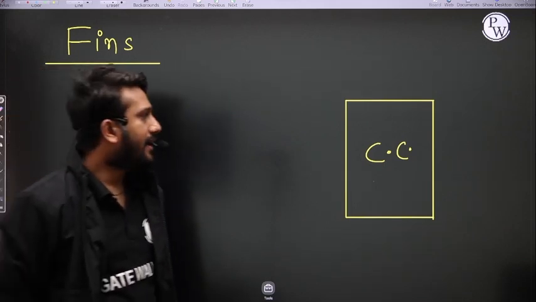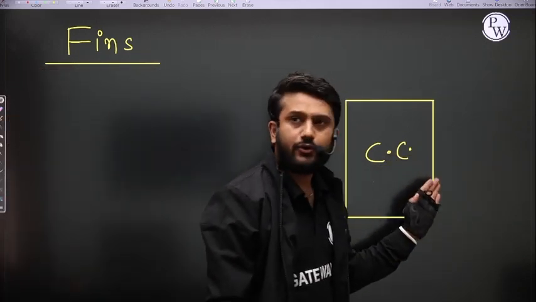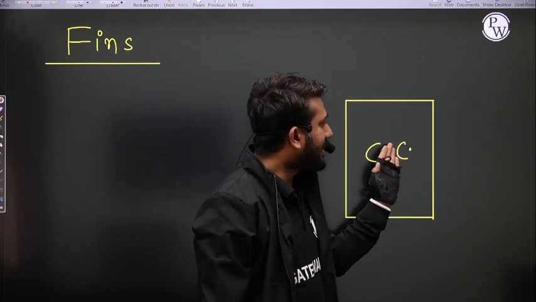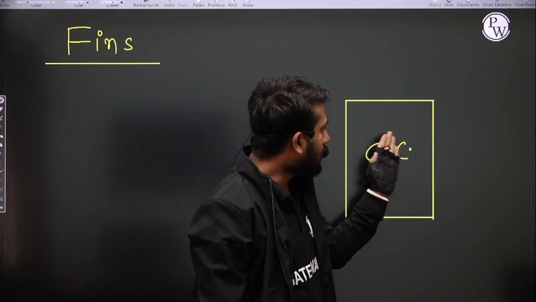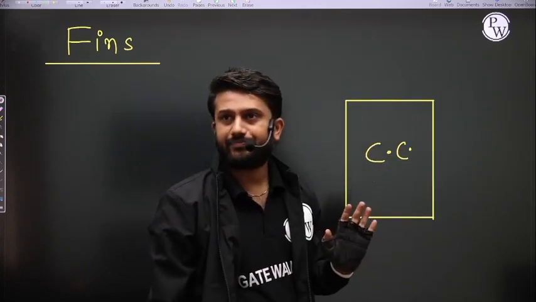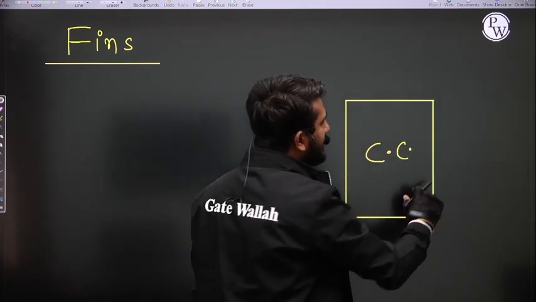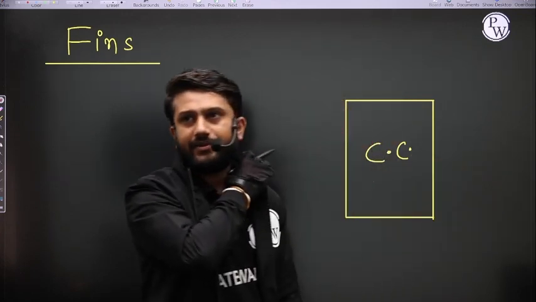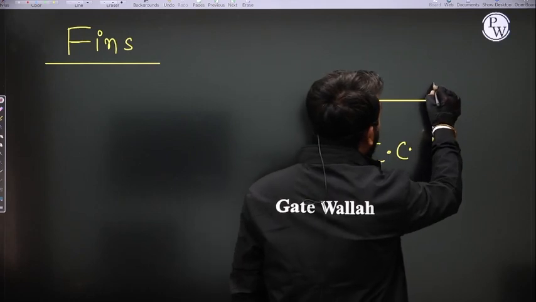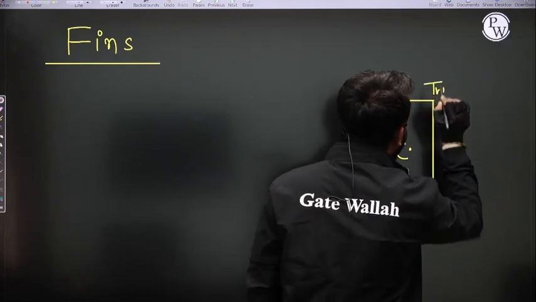Right, and I want to increase the rate of heat loss from this combustion chamber to the ambient, so that this wall temperature should be maintained at TW.